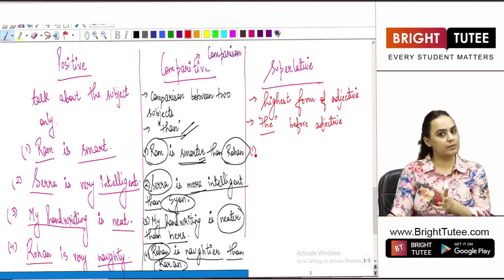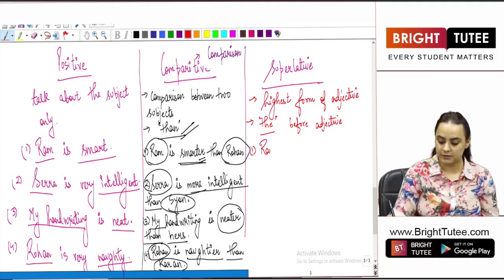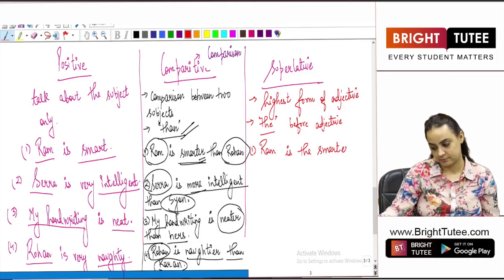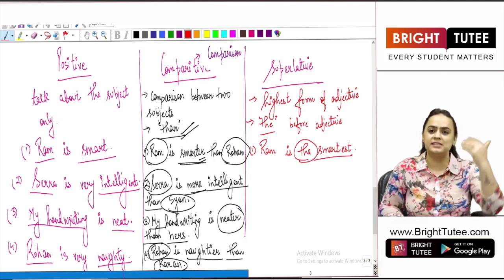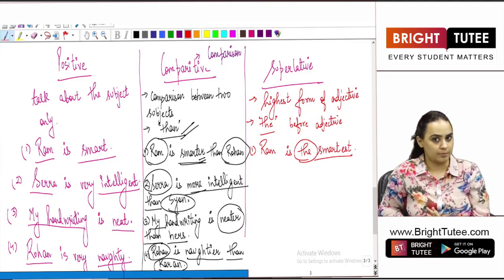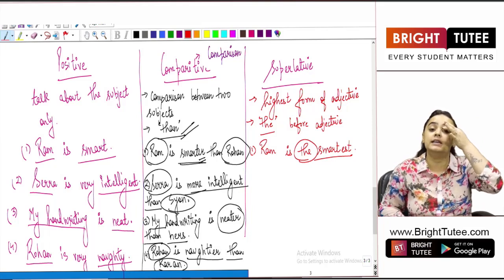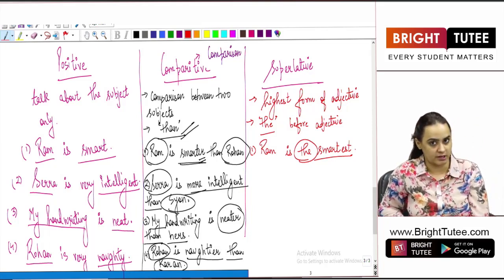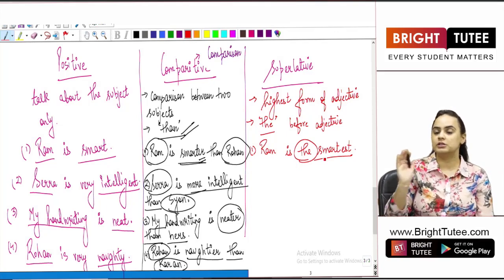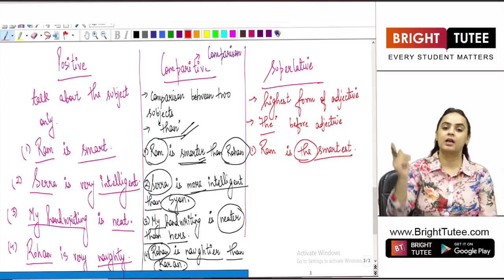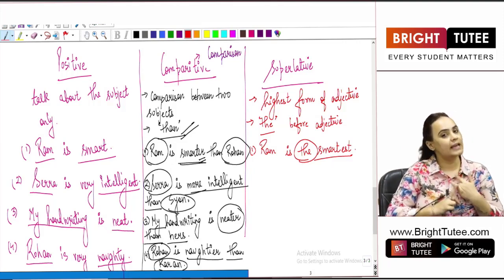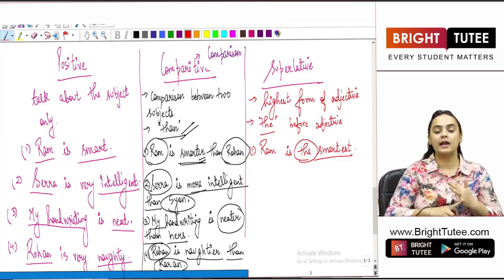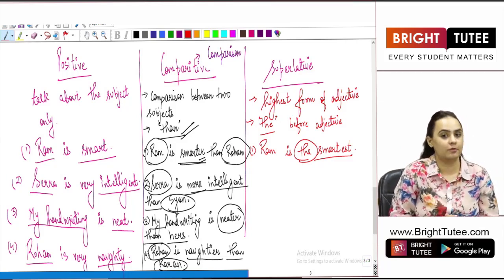Ram is smart was my positive. Superlative of this becomes Ram is the smartest. When I say the smartest, that means there is nobody who is smarter than Ram. That is why I said it is the highest degree, it is the highest form of adjective. And "the" is always written before my superlative degree. How do I change an adjective to superlative? Either by adding est to the end of it or adding "most" at the beginning of the adjective.